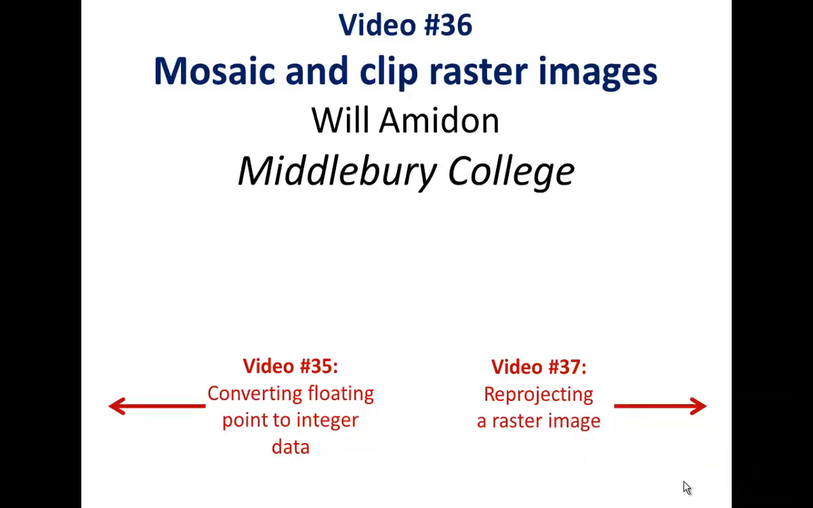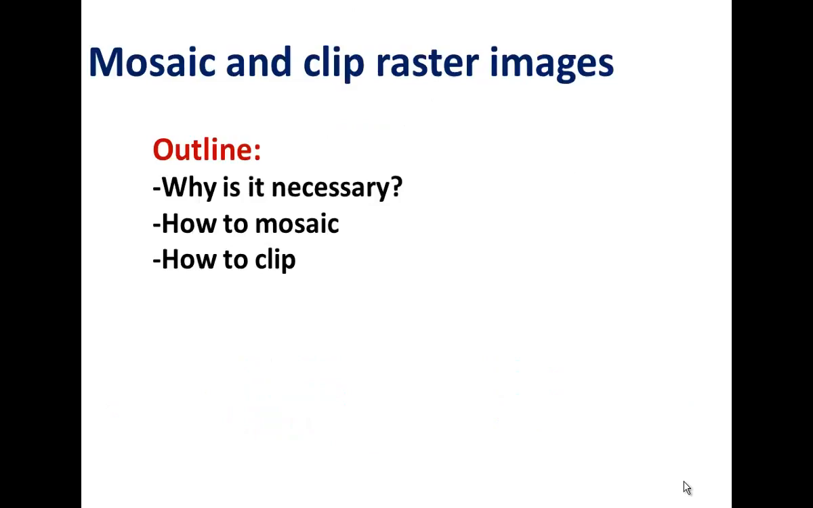In the last couple videos we downloaded digital elevation data from Mount Shasta. It came as 2 DEM files, and then we converted both those files into integer format. In this video I want to show you how to mosaic those two files together. In other words, combine them into one, and then clip out the part that we're interested in.